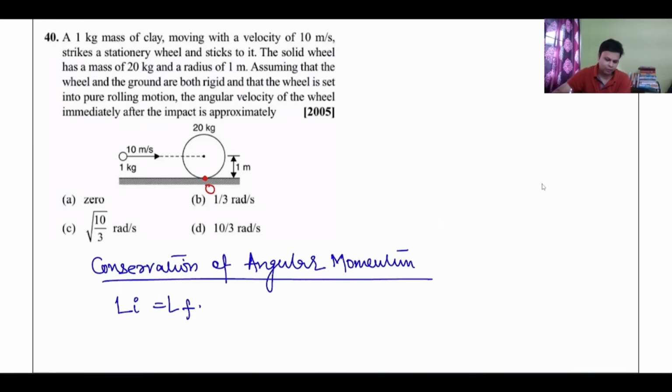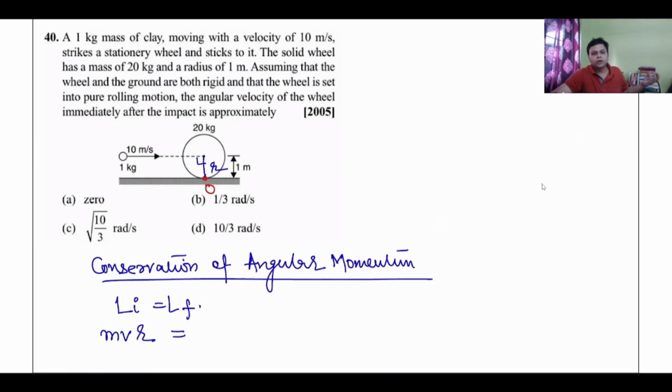So what is the angular momentum of the mass? Initially the wheel was stationary, so its angular momentum is 0. Only the angular momentum of the mass remains, which is given by mvr. mv is the linear momentum, and r is the perpendicular distance from the point where angular momentum is being calculated to the velocity. This is r, mvr. This is the initial angular momentum, equal to the final angular momentum.